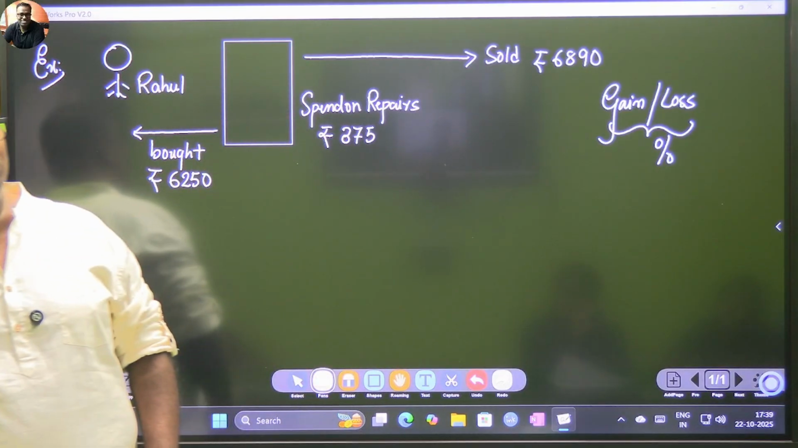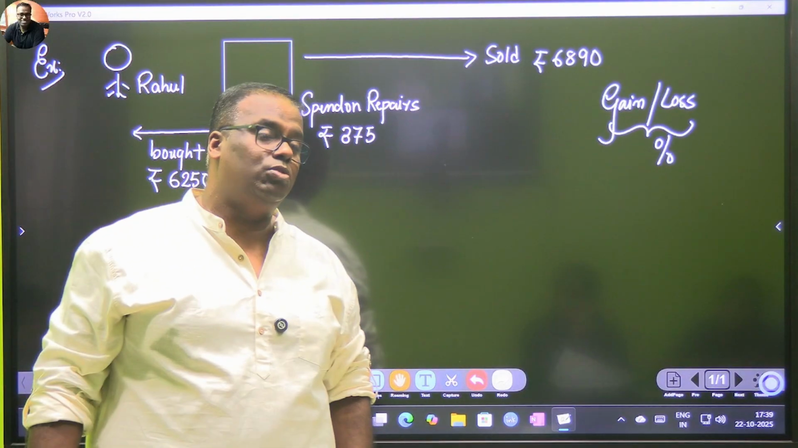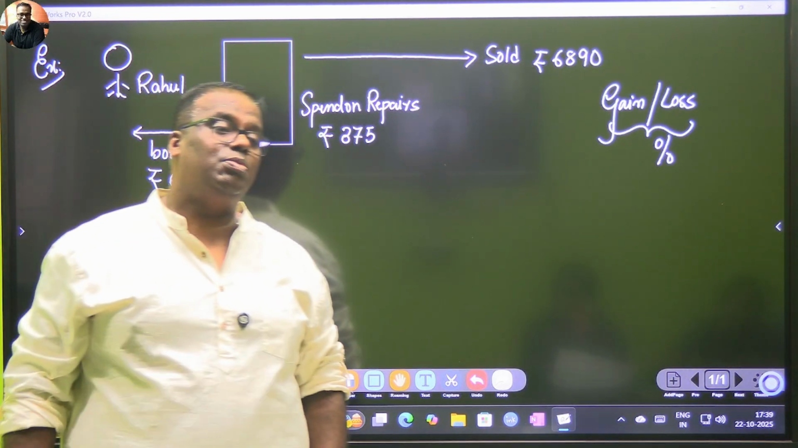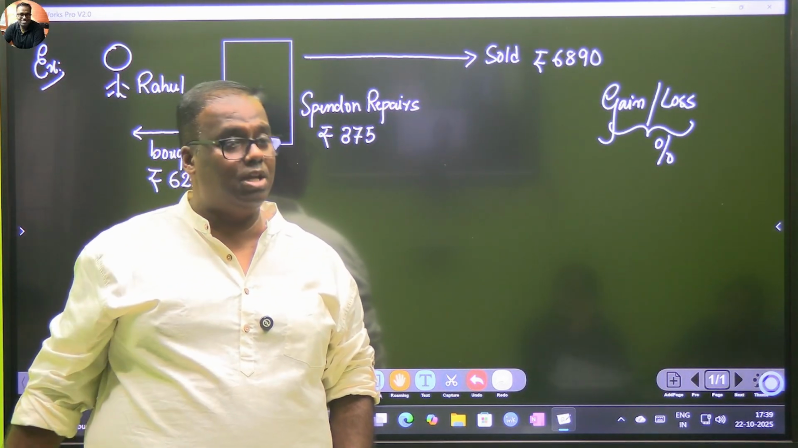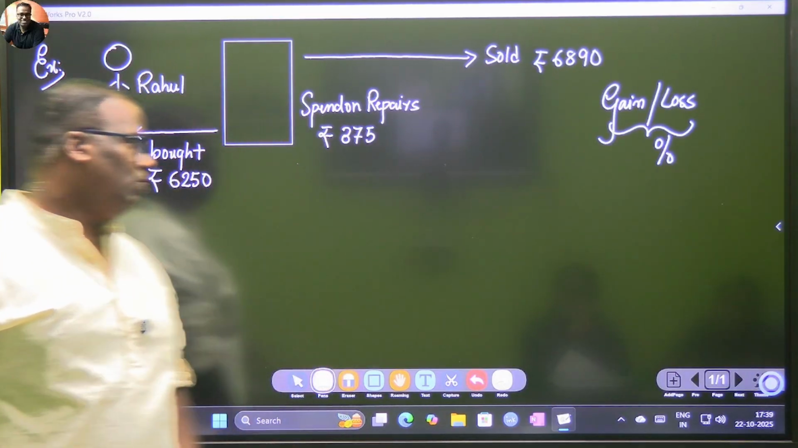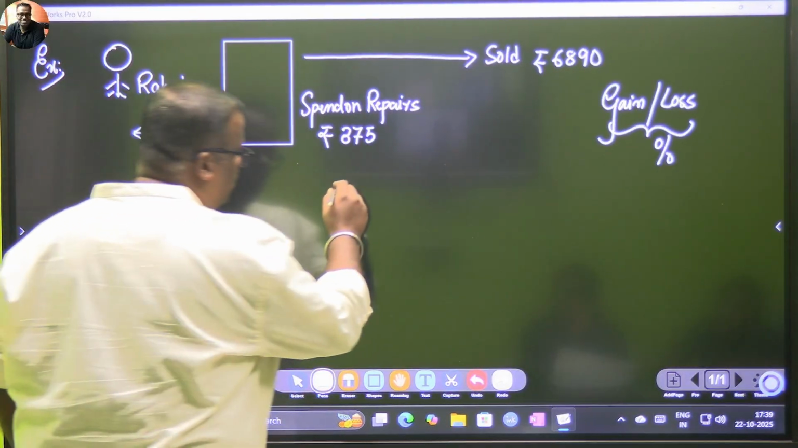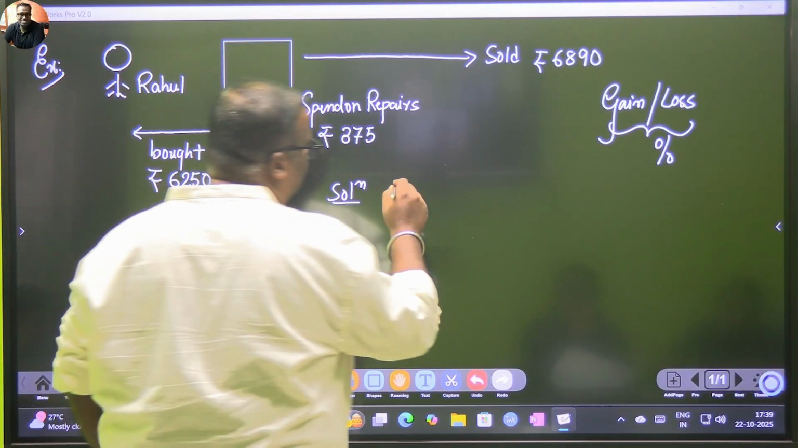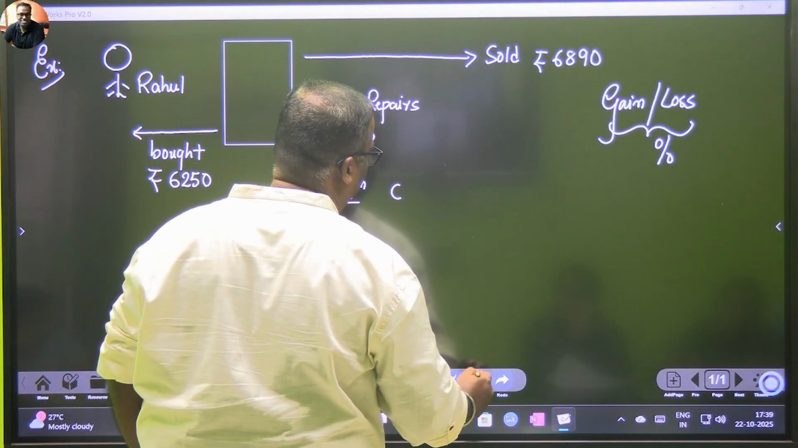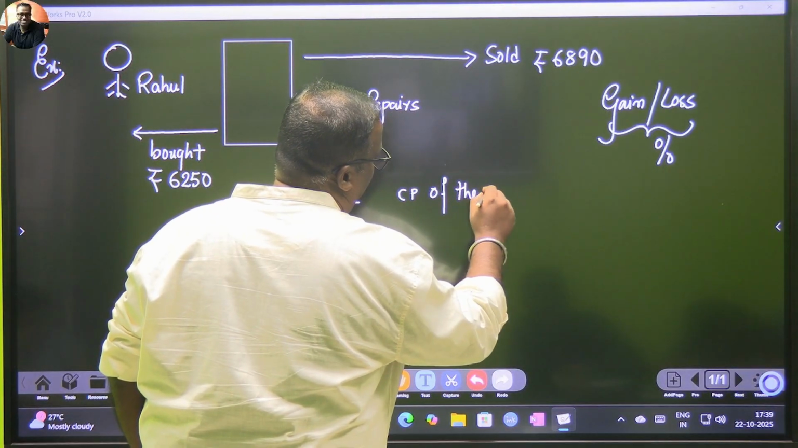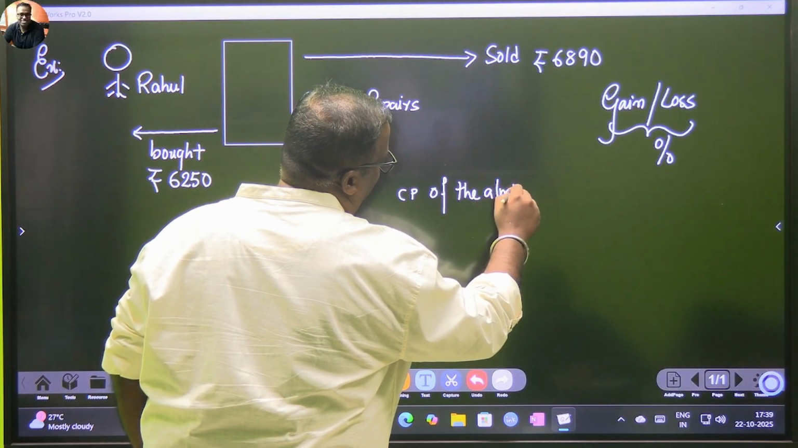And then if you want to make a profit, you have to recover that amount from your selling price. Is it understood? If the selling price is more, then only you are making a profit. If the selling price is less, you make a loss. So if you want to solve this problem, you can write the cost price of the Almira. Tell me what is the cost price of the Almira?